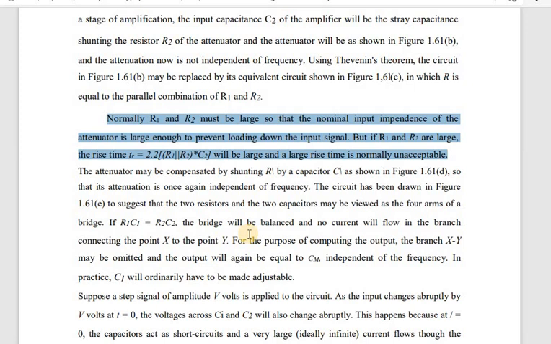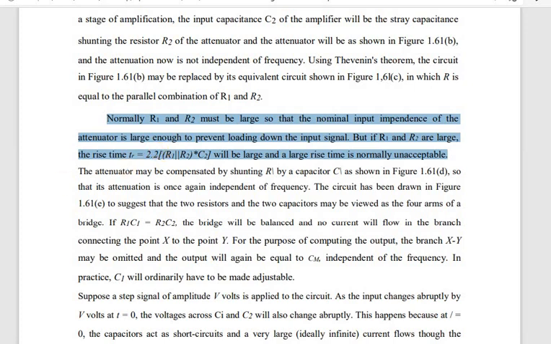Now if R1 and R2 are large compared to the rise time, we are saying that both resistances should be large enough, but not so large that they exceed the rise time. If they exceed the rise time, then it is not acceptable, because your R1 and R2 values should be large, but they should be less than your rise time.